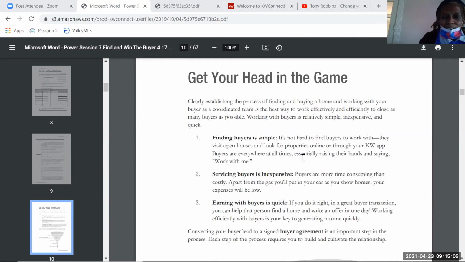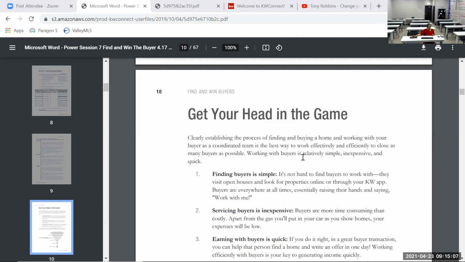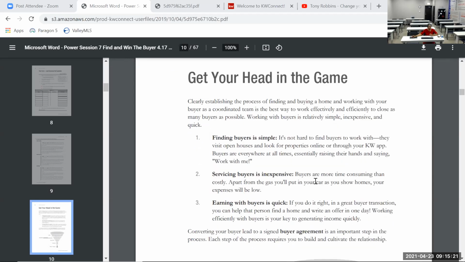Okay, so now we're on page 10, get your head in the game. Clearly establishing the process of finding and buying a home and working with your buyers as a coordinated team is the best way to work effectively and efficiently to close as many buyers as possible. You want to get them to the closing table and close the deal. So finding the buyers is simple, servicing buyers is inexpensive, and earning with buyers is quick.